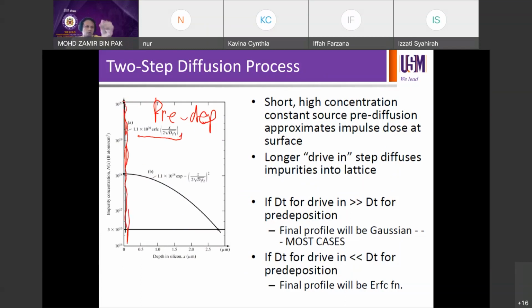Very shallow. The depth is like 0 point something micron, depending on the process temperature and time. So that will be defined by your Dt. So when you run pre-dep, you are actually supplying the gas on the silicon. You supply the gas, the dopant gas.